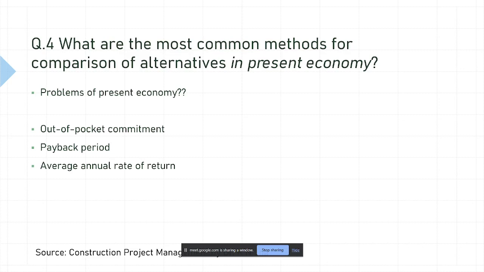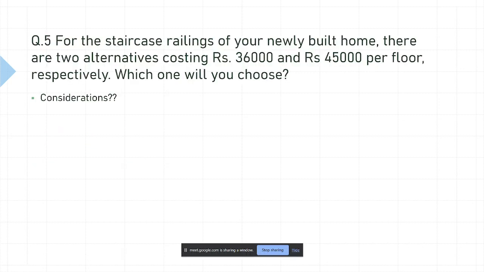You guys have already solved the numericals on these methods, so we will solve a few more. First question on these methods. For the staircase railings of your newly built home, there are two alternatives costing rupees 36,000 and rupees 45,000 per floor respectively. Which one will you choose? I want your answers.